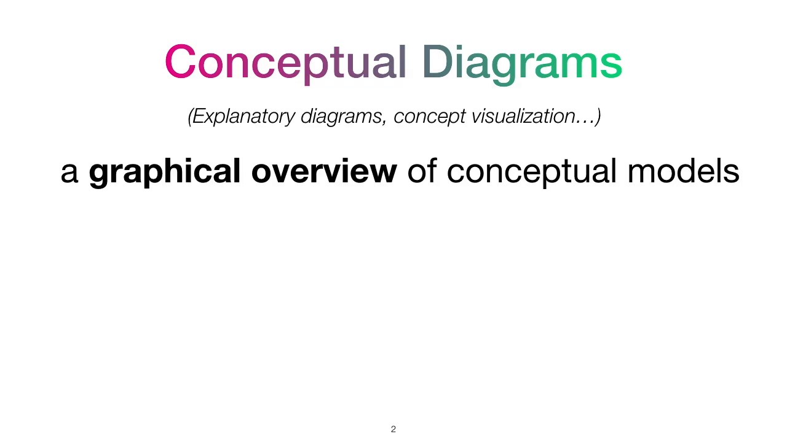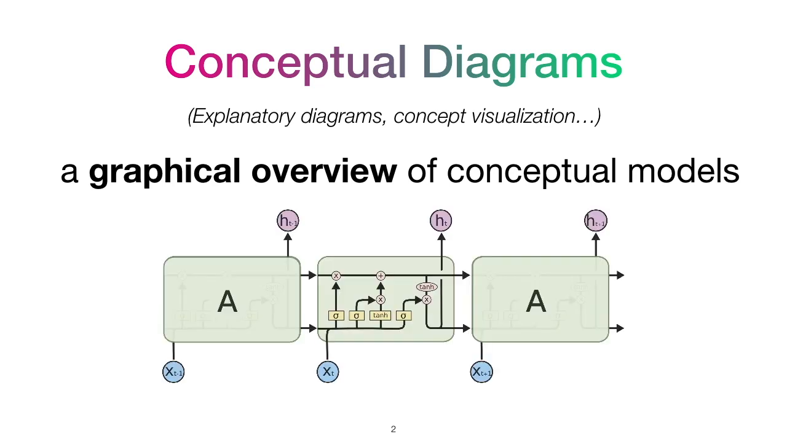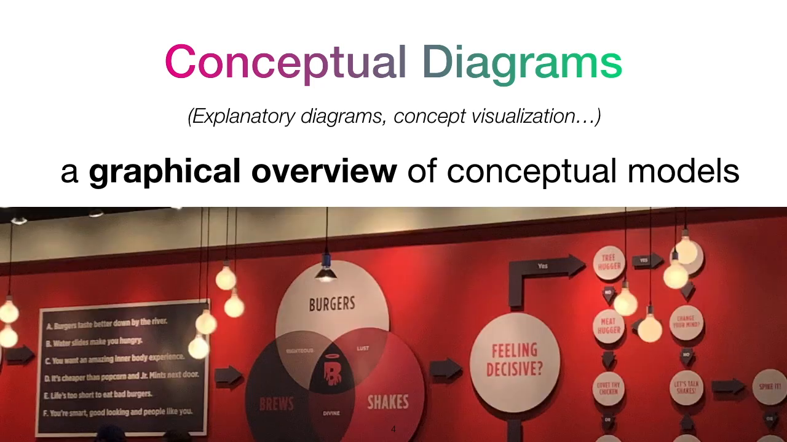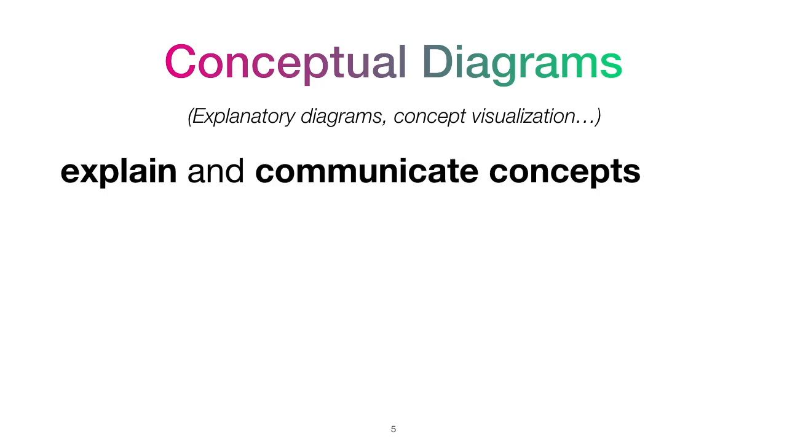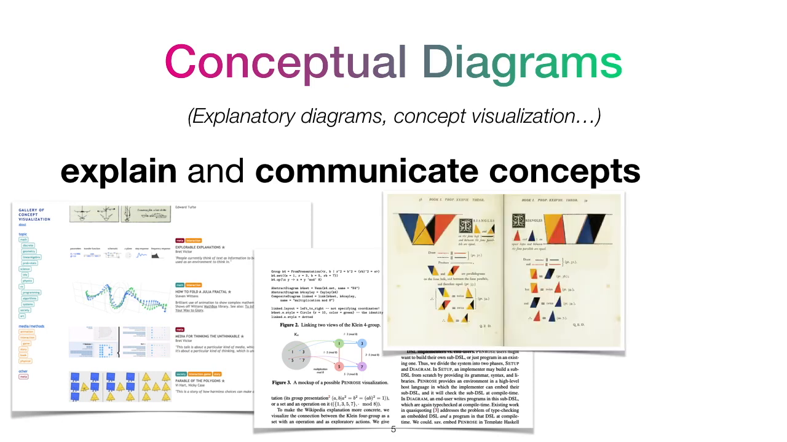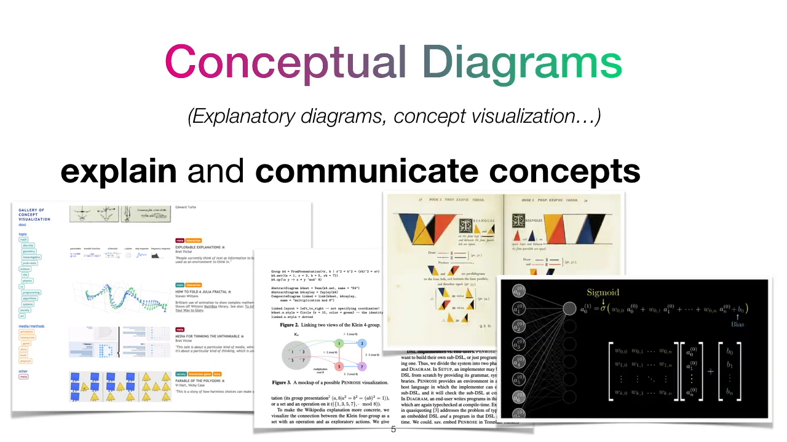Conceptual diagrams, also known as explanatory diagrams or concept visualization, describe a class of diagrams that provide a high-level graphical overview of a certain conceptual model, whether it be the structure of an LSTM network, how an encryption algorithm works, or how to order things at a local burger joint. People use them to explain and communicate concepts efficiently in all kinds of media: on web pages, in academic papers, in books, and on YouTube channels.